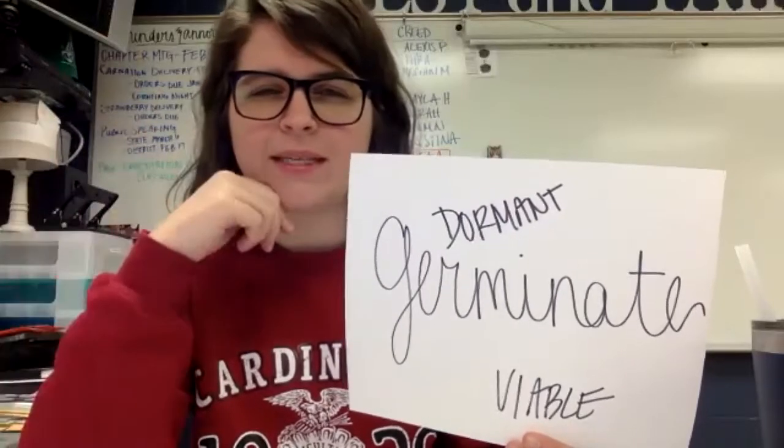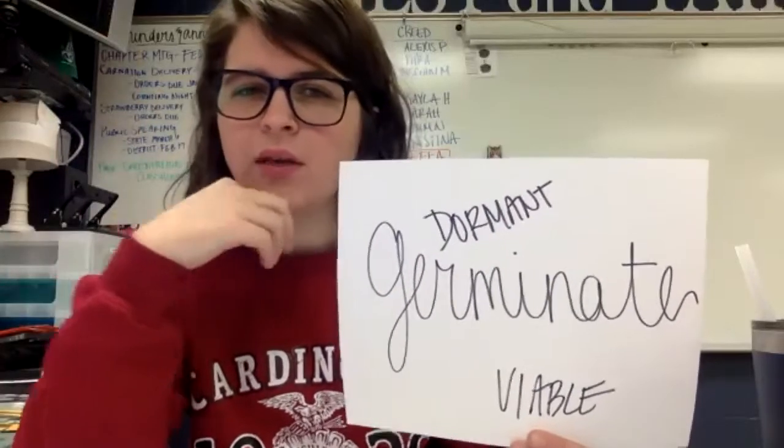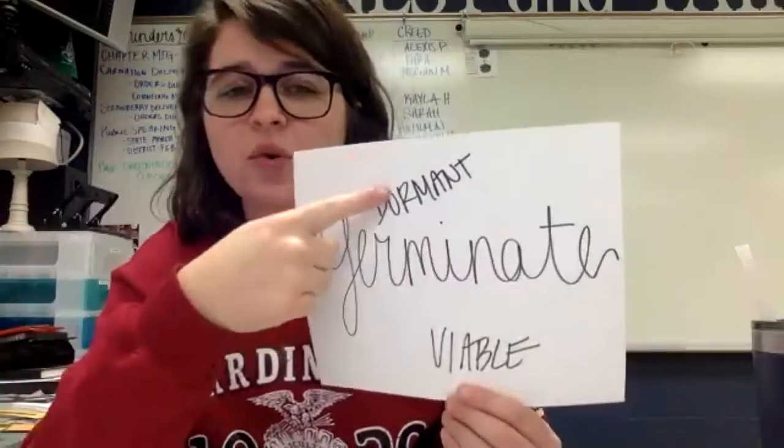Does that make sense? So if it's dormant and if it's viable are the two. We want it to be dormant, we want it to be viable. When we give it all the conditions that it needs to grow, if it is dormant and viable, then it will turn into a plant.